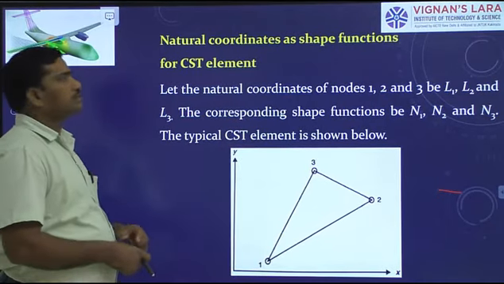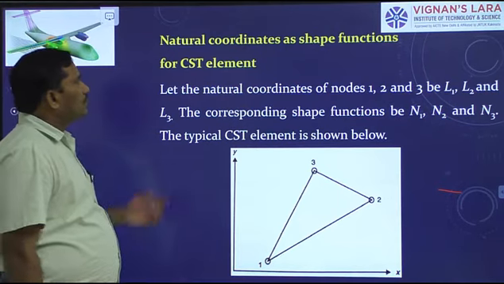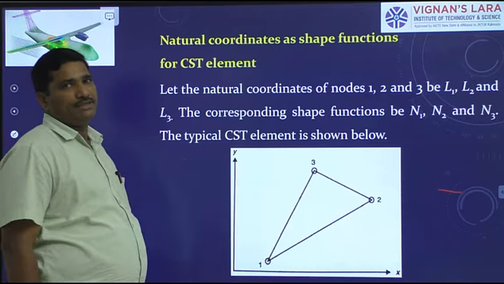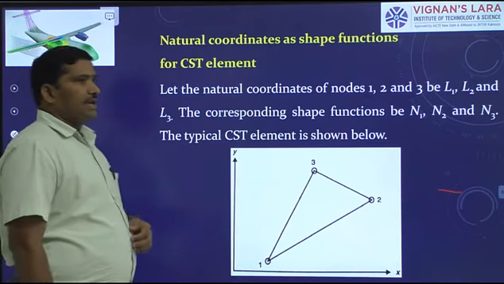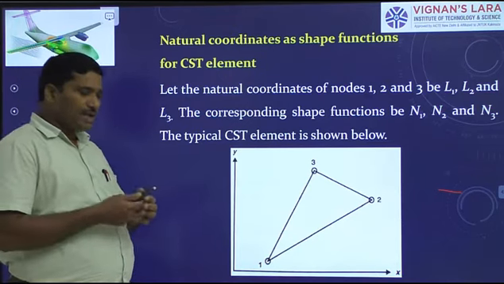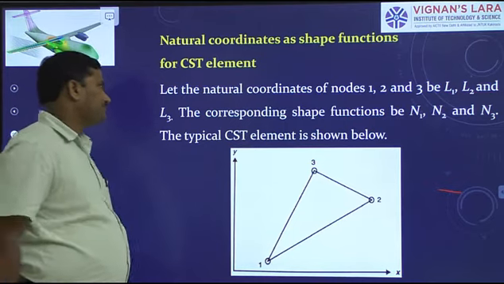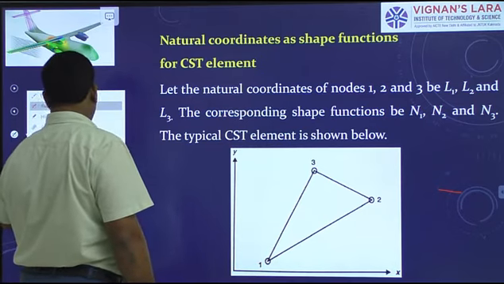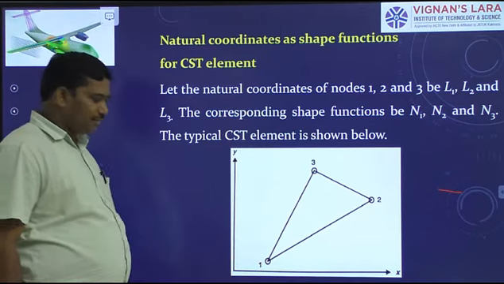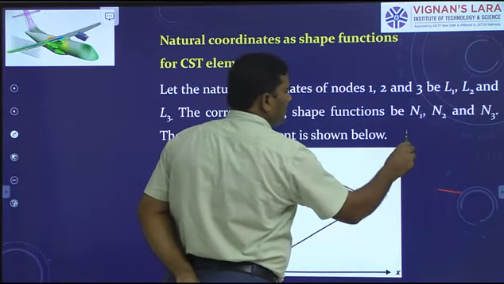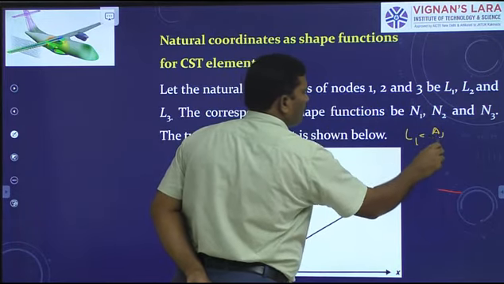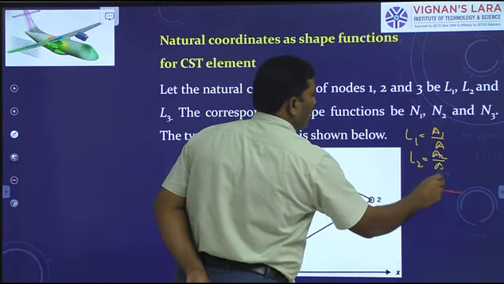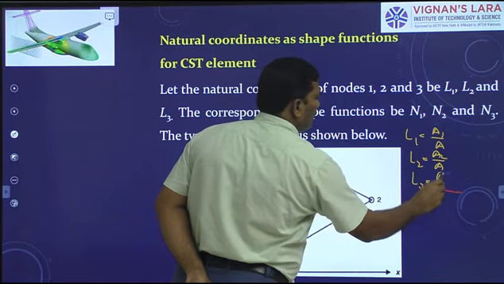Good morning, dear students. Today we shall see the natural coordinates as the shape functions for CST element. In last class we derived the natural coordinates. The natural coordinates were found to be the area coordinates because L1 equals A1 by A, L2 equals A2 by A, and L3 equals A3 by A.